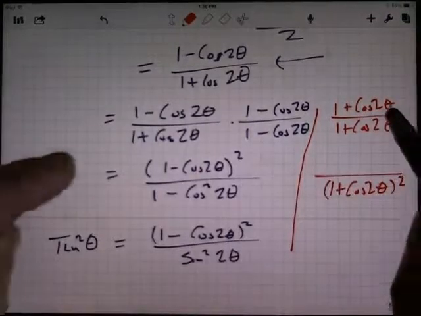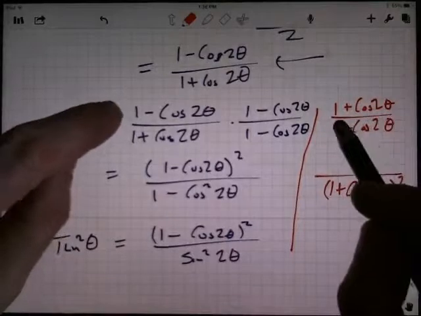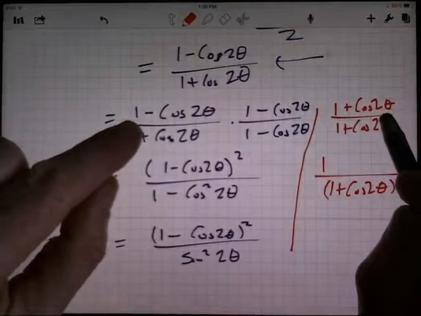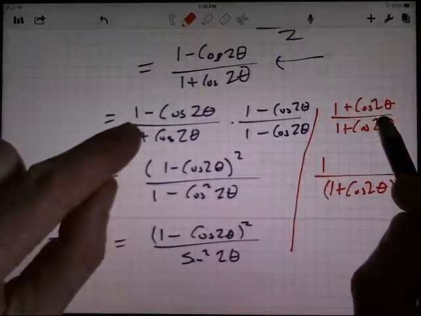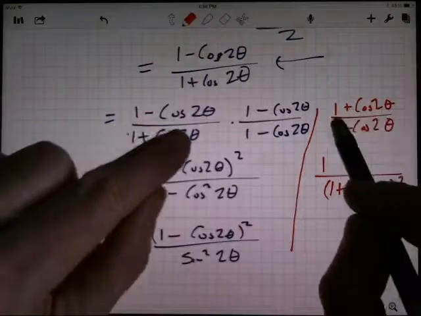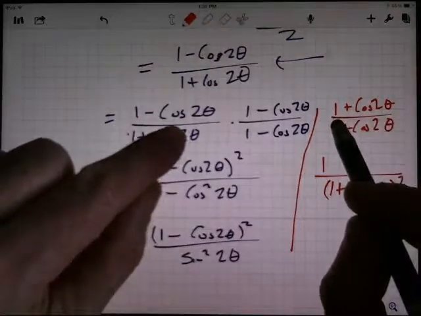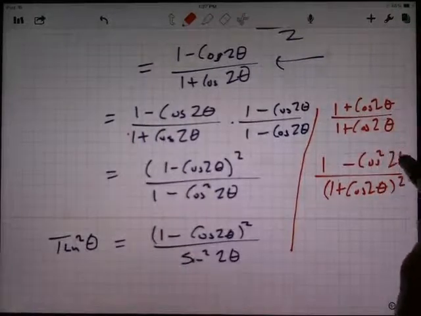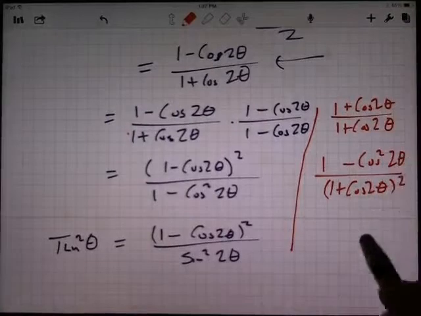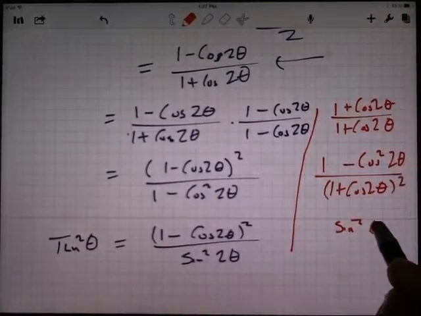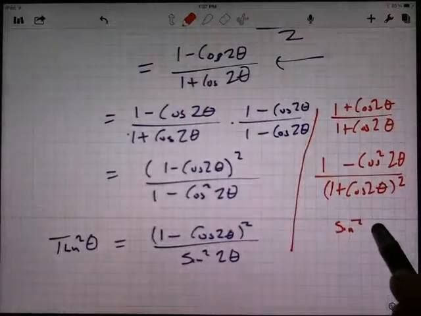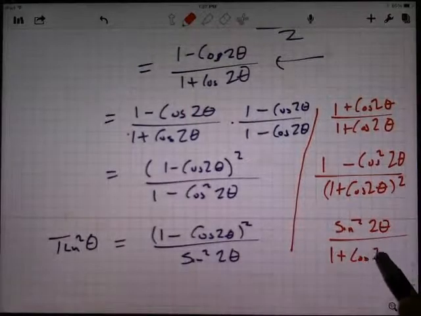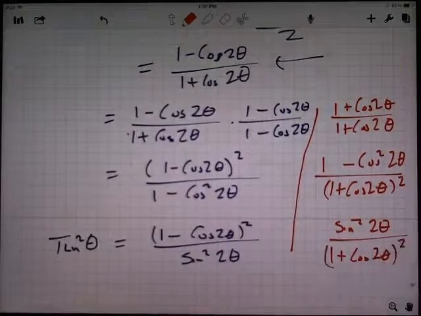The numerator now is the one I'm going to multiply out, FOIL it out here. I've got 1. The outside terms give me a plus cos 2 theta. The inside terms give me a minus cos 2 theta. Those cancel out, and then I'm left with a minus cosine squared 2 theta, which turns into a sine squared 2 theta on the top. And it's 1 plus the cosine of 2 theta, the whole thing squared on the bottom.